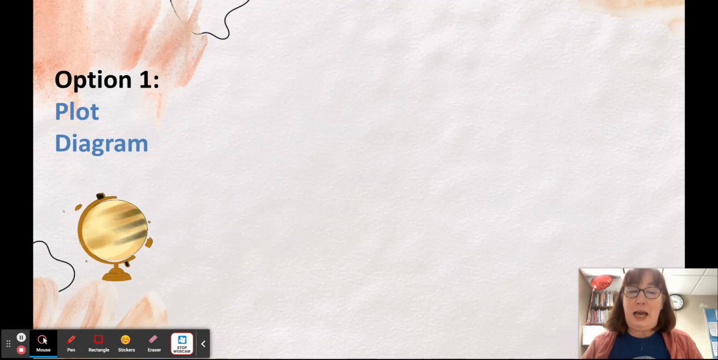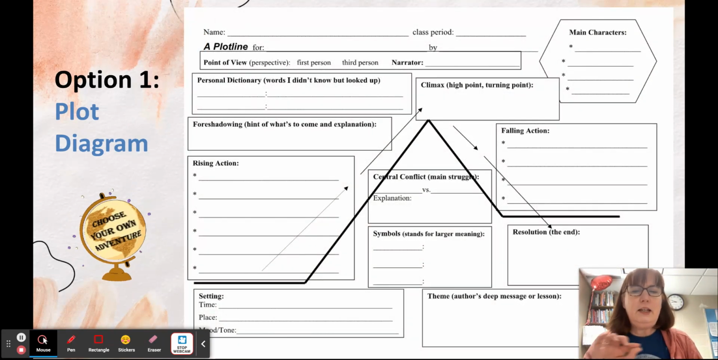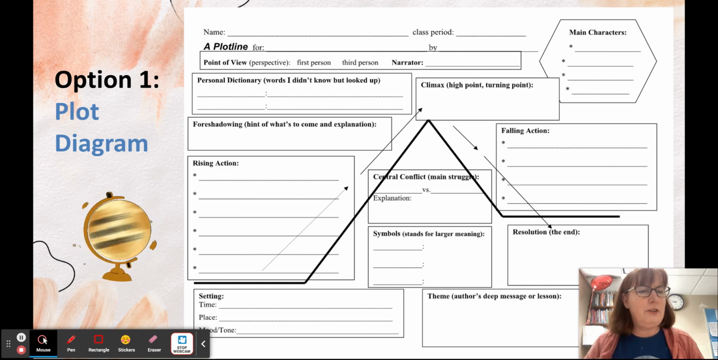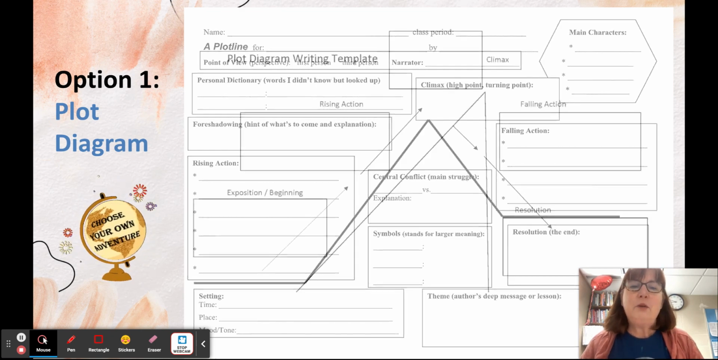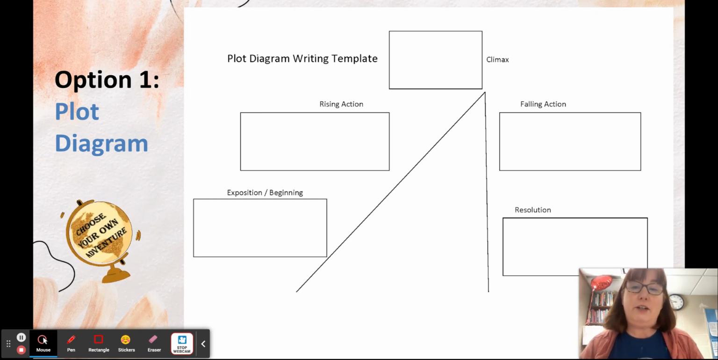If you choose the plot diagram, there are two options. You can choose the really detailed one where you're filling in the blanks and it's kind of leading you through what to do. And this is what we've used with monsters and with other stories that we've read. Or you could do a more simple plot diagram writing template. There are links to both of these in the module.